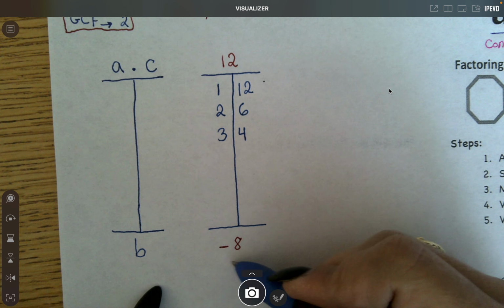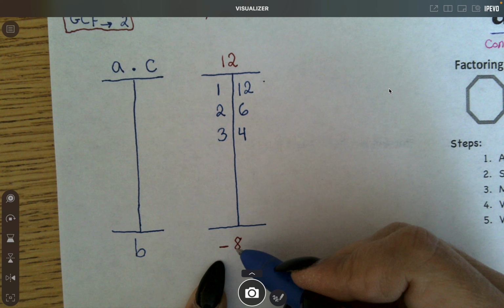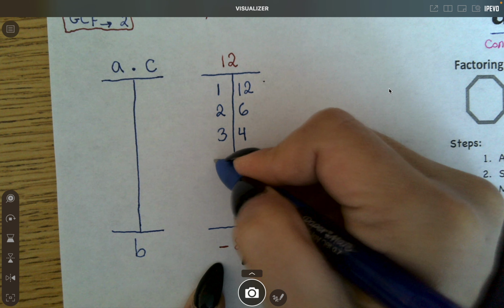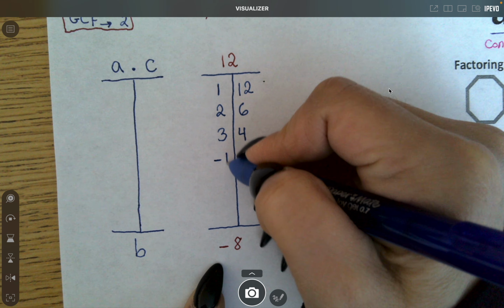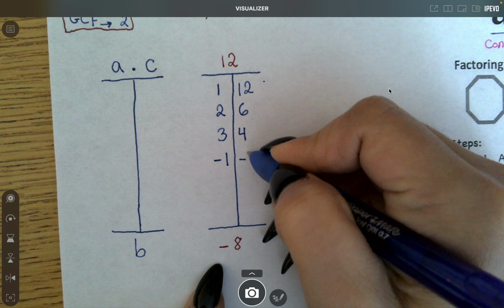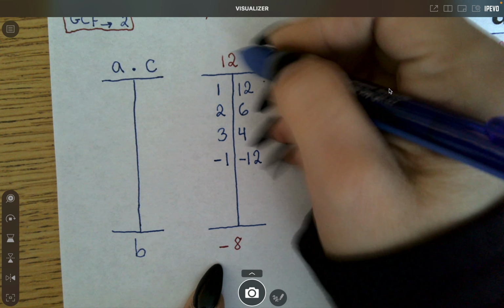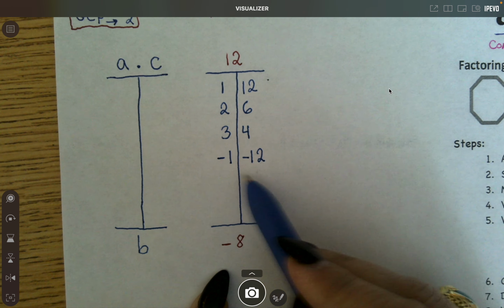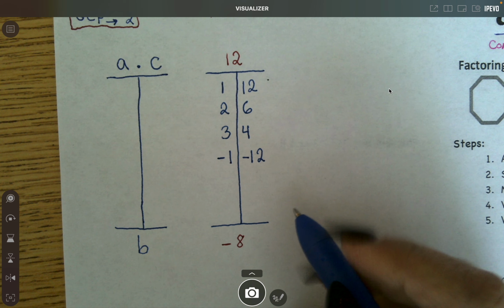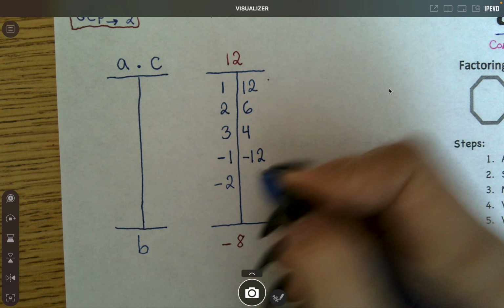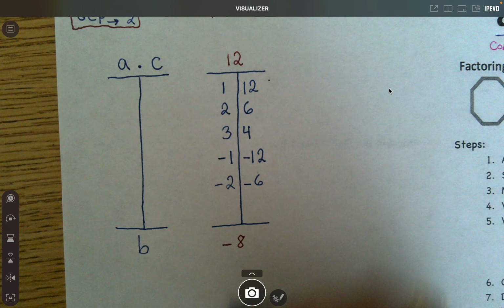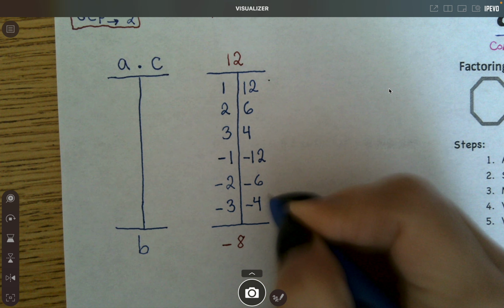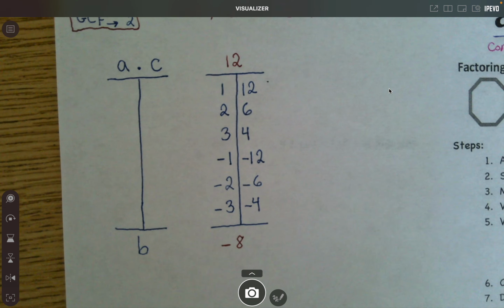But because I have a negative number here, that means I can use the negative numbers too. So -1 and -12 multiply and give me 12. If I had a positive number here, I didn't have to do negative numbers. -2 and -6, same thing. -3 and -4 will multiply and give me 12 still.